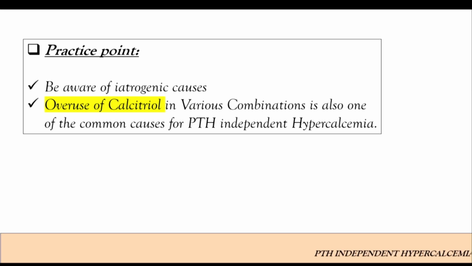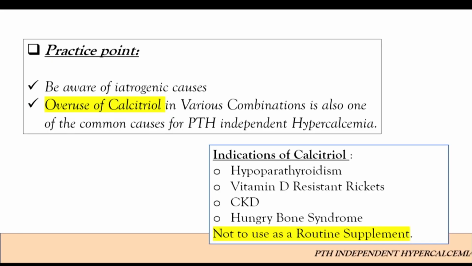Nowadays, various calcium combinations with calcitriol are pushed, with calcium orotate, calcium aspartate, and everything. They contain calcitriol, which is often overlooked. Inadvertent calcitriol intake can cause hypercalcemia, and as a routine supplement, there is no role of calcitriol. Calcitriol has to be used only in these conditions: hypoparathyroidism, vitamin D resistant rickets, CKD with high bone turnover, and hungry bone syndrome. Apart from these indications, there is no role of calcitriol as a routine supplement.